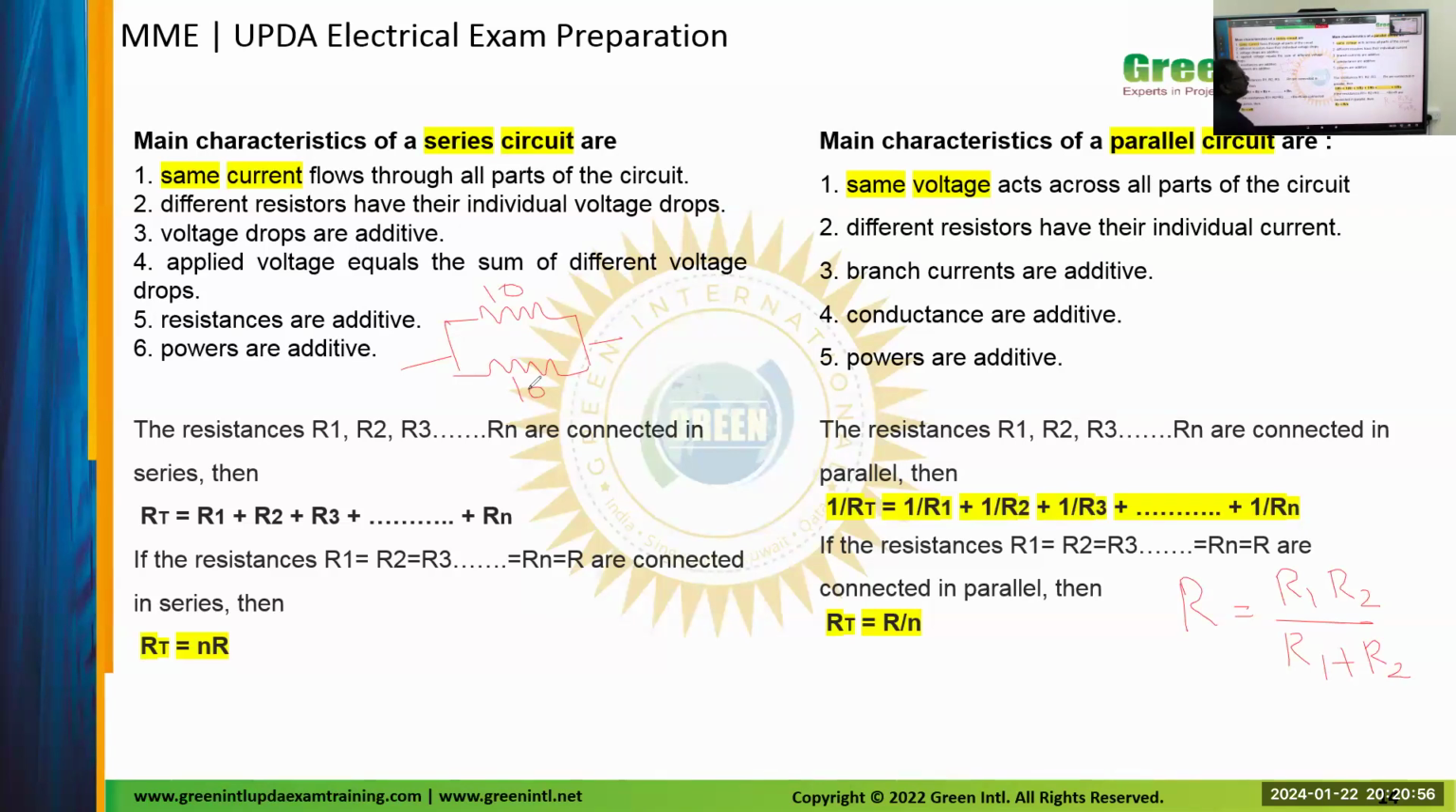Example: 10 ohm, 10 ohm. For the total resistance value, 1 by R is equal to 1 by 10 plus 1 by 10. Suppose we have one more resistance, so we put another 1 by 10. Here instead of 2, we put a 3, so R is 10 by 3. From this, we understand that if there are N resistances of the same value, the total resistance is R by N, where R stands for the value of the resistance and N stands for the number of resistances.